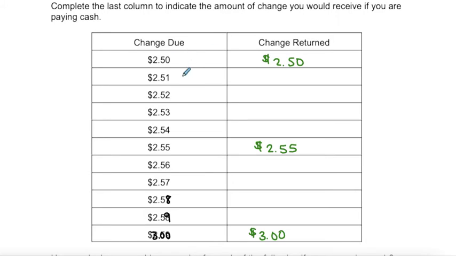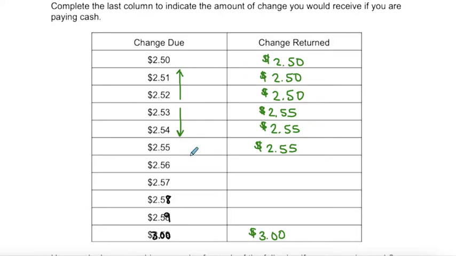If your number ends in a 1 or a 2, we're going to round it down to the multiple of 5 below that. So this is going to be rounded down to $2.50. $2.52 is also rounded down to $2.50. If it is a 3 or a 4, it gets rounded up to the nearest multiple of 5. So this will then become $2.55, and $2.54 also gets rounded to $2.55.